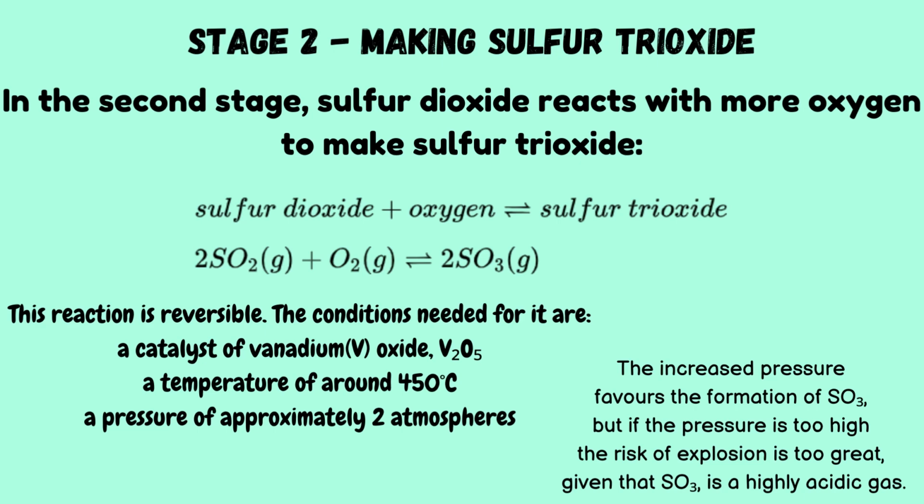Stage 2 is the important stage, which is making sulfur trioxide. Sulfur dioxide reacts with more oxygen to make sulfur trioxide. This reaction is reversible. The conditions needed for it are a catalyst of vanadium(V) oxide, V2O5, a temperature around 450 degrees Celsius, and a pressure of approximately 2 atmospheres. The increased pressure favors the formation of SO3, but if the pressure is too high, the risk of explosion is too great, given that SO3 is a highly acidic gas.